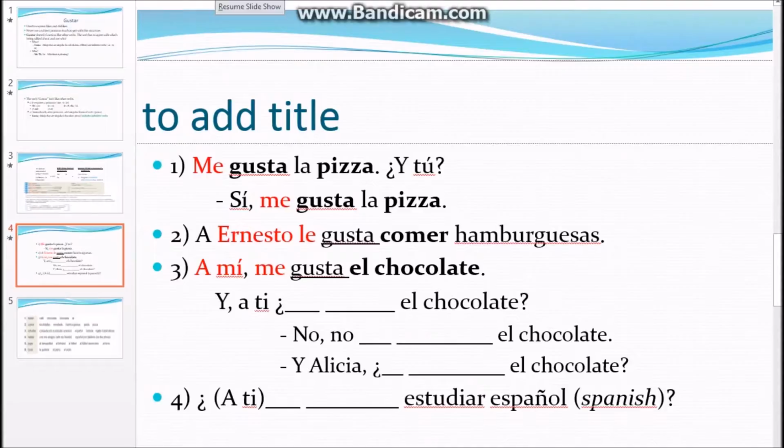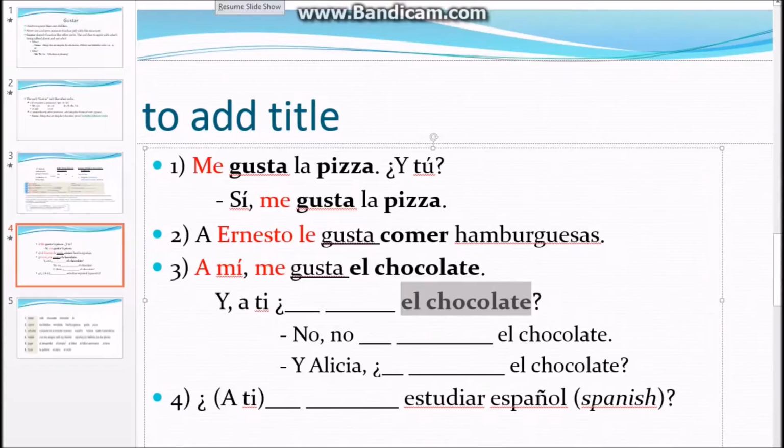Now I'm going to ask a question. ¿Y a ti el chocolate? Has my what changed? Has the subject changed? No, it hasn't. Because remember, the what's the subject. So I'm asking, is what pleasing to whom? So we find the what is what pleasing. El chocolate. So it's still singular. We need a verb form. Chocolate is singular, so we use gustar. Is chocolate pleasing to whom?